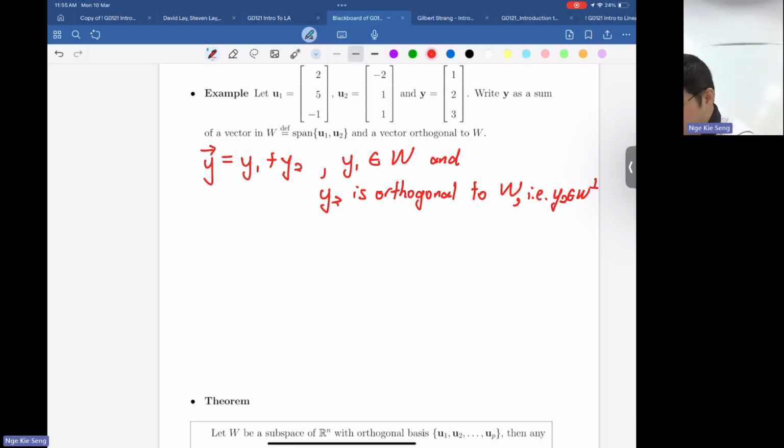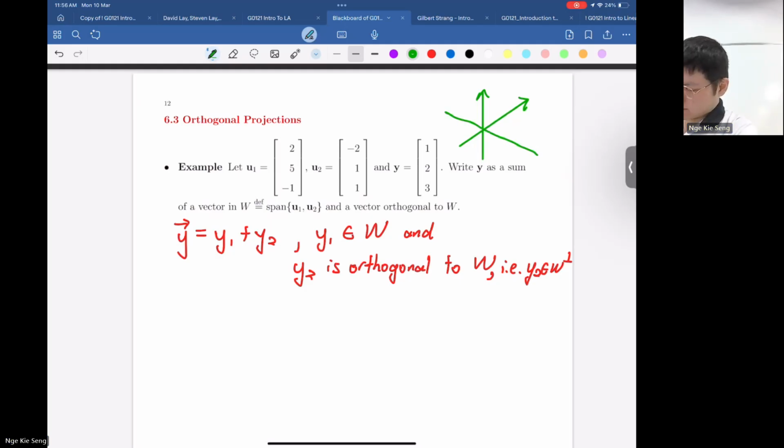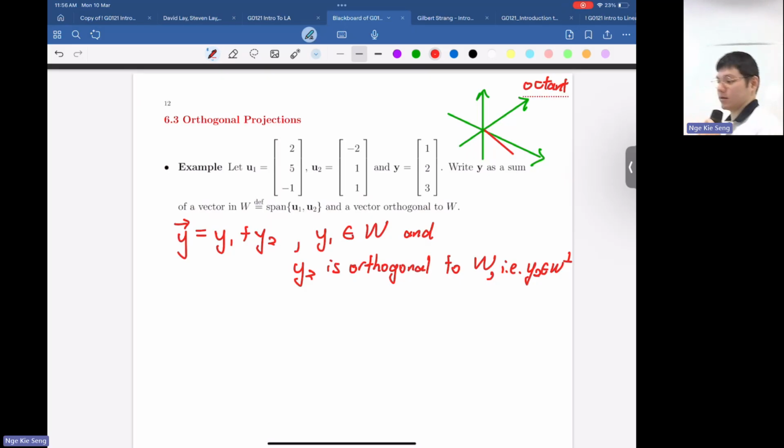Okay, let's see. So we have U1. Maybe we are still in R3, so actually we can draw this 3 vector here. So (2, 5, -1) is in the last octant. Basically, we split our R3 into 8 parts, so octants. So we have this u here.